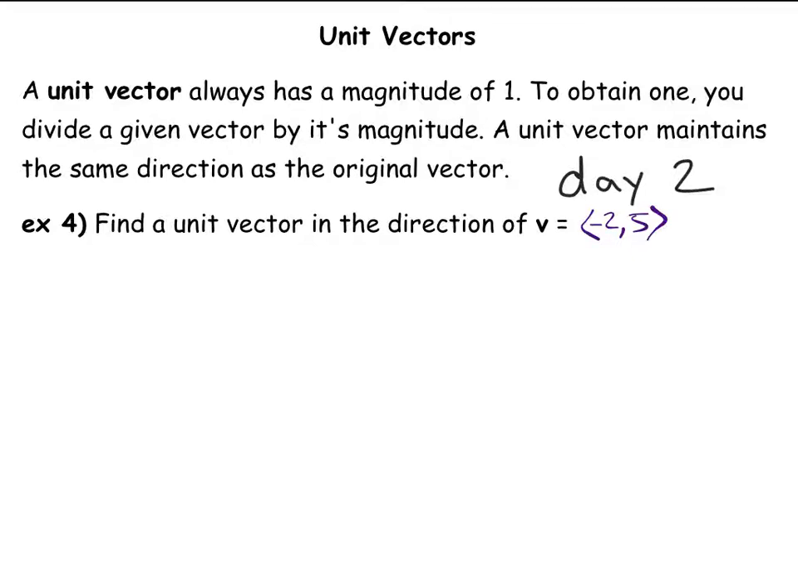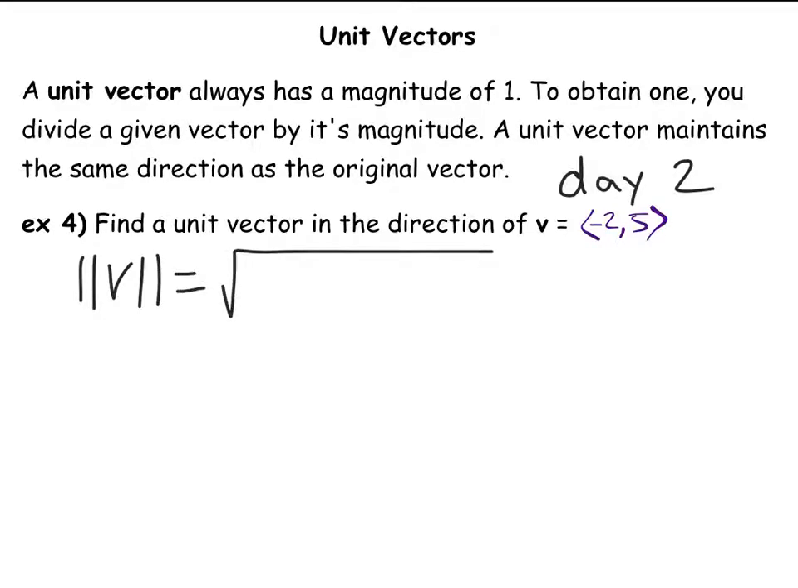Alright, a unit vector. Basically what's going on with a unit vector is you're maintaining the same direction. Remember, vectors always have direction and magnitude. We're messing around with the magnitude. Different vectors have different magnitudes. For example, let's take our vector v. Let's get its magnitude.